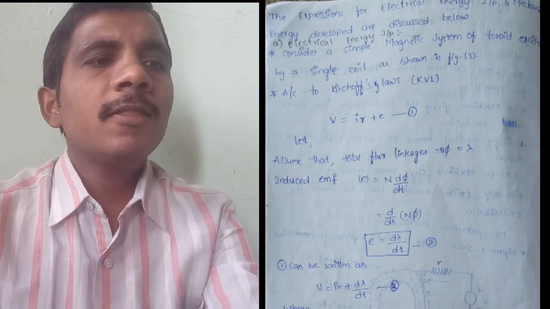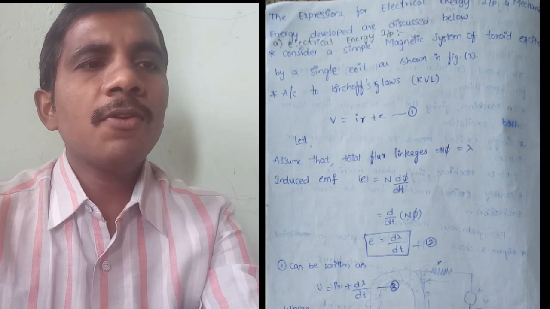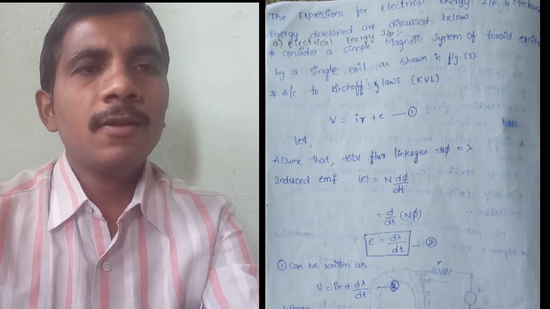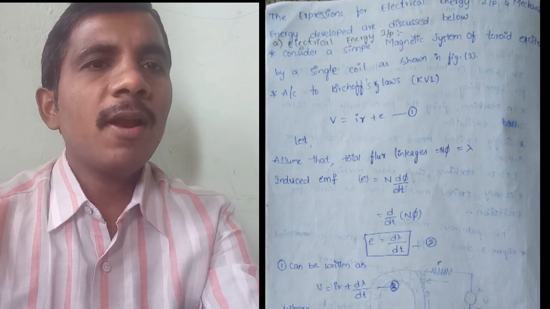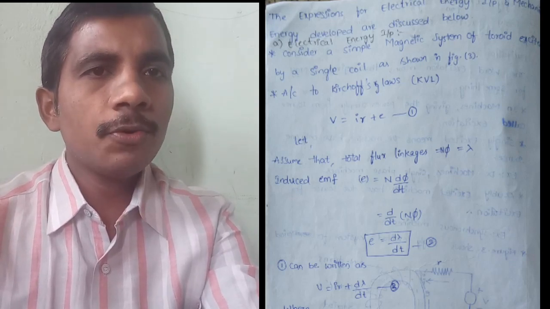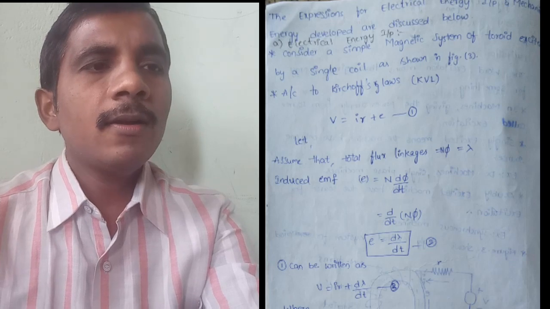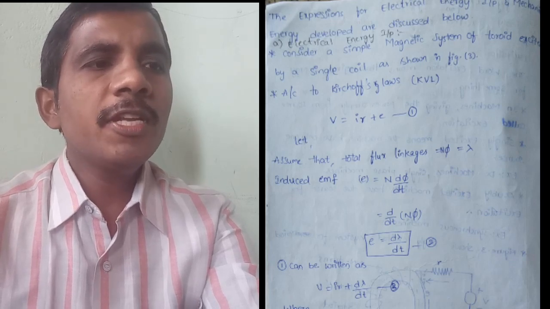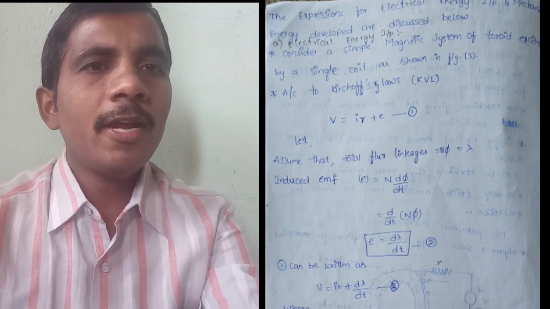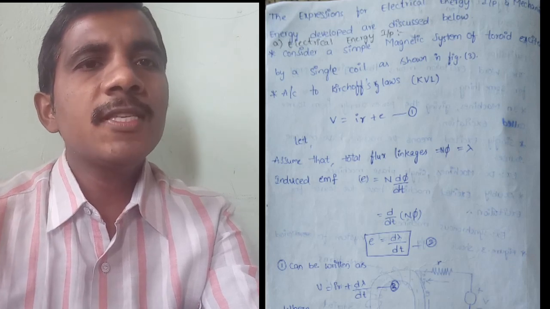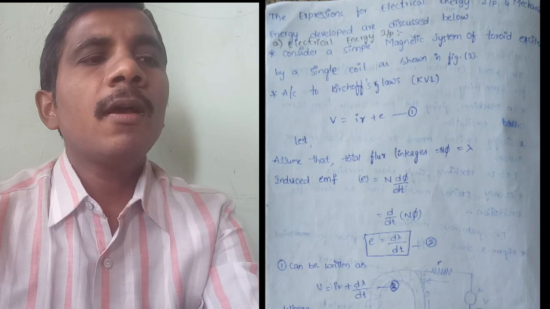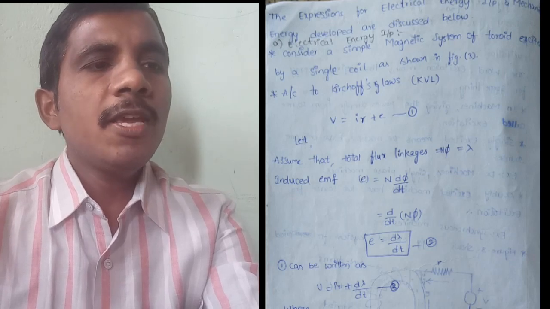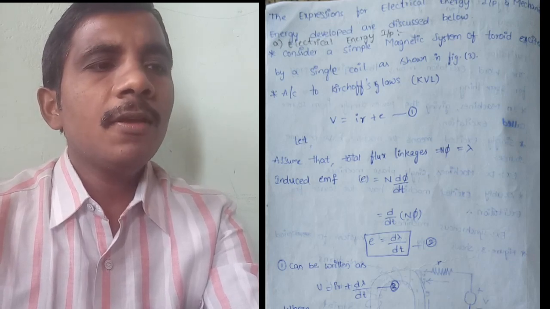Let us assume the total flux linkages. Number of turns into flux gives the total flux linkages, and assume that it is lambda, N phi equals lambda. The induced EMF, according to Faraday's law of electromagnetic induction, is E equals N d phi by dt. That equals d by dt of N phi, so E equals d lambda by dt.